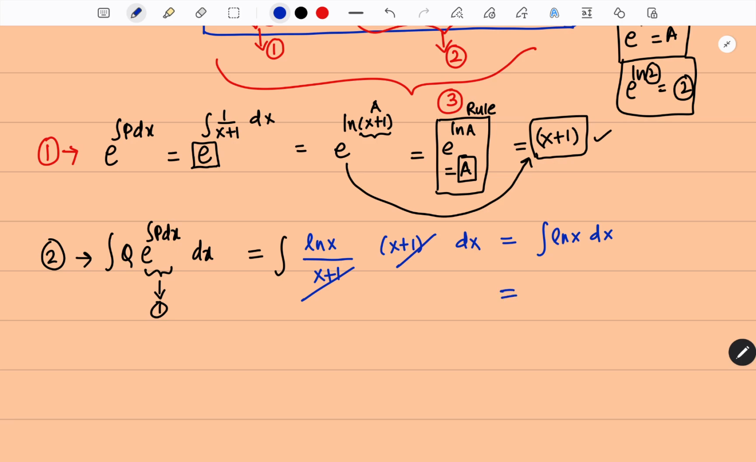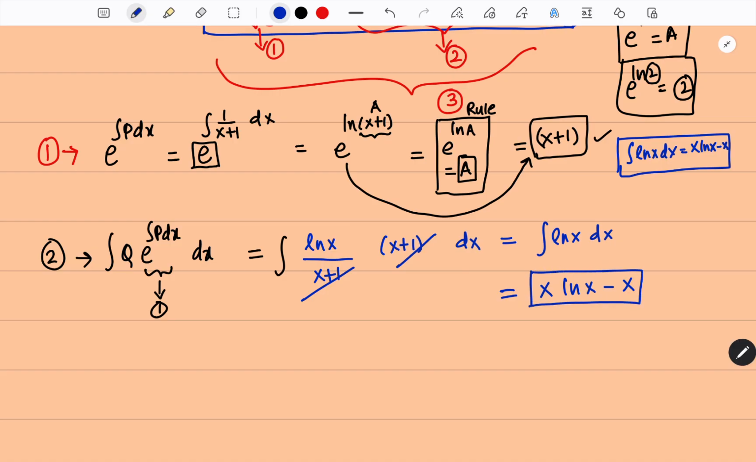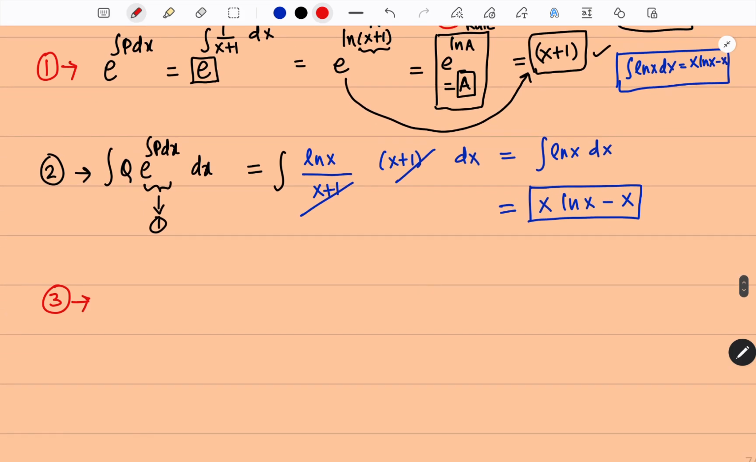I already told you, please remember this integration formula. What is the integral of ln x dx? It is x ln x minus x. So this is x ln x minus x, your integration answer. Of course plus c is there, but we are not using it now. We are using it in the final solution. So let's go to step number 3. The whole solution is your step number 3.